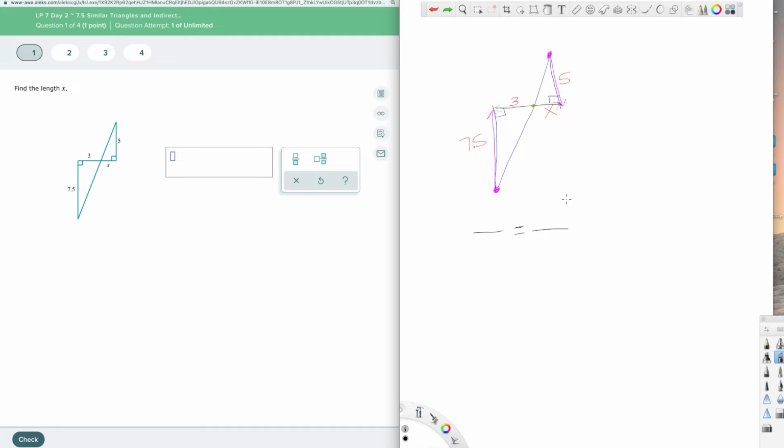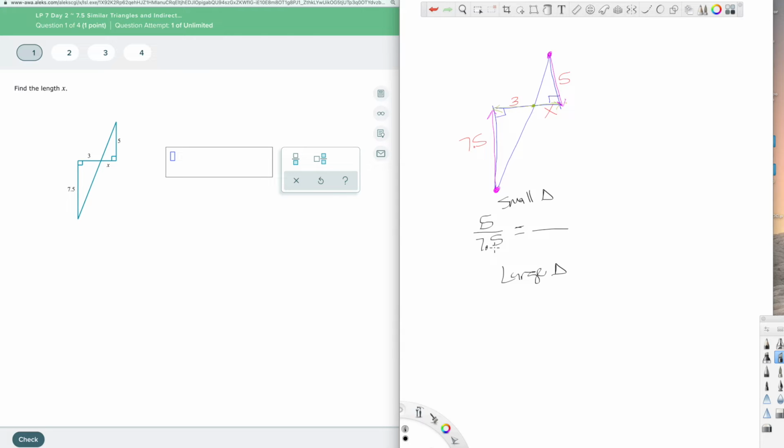So we're going to go ahead and look at the small triangle. You could also say the top triangle, however you want to do that, and the large triangle. This is just going to help me remember I want the numbers for the small triangle on the top. I want the numbers for the large triangle on the bottom. Okay? So the small triangle, I'm going to say that 5 corresponds to 7.5.